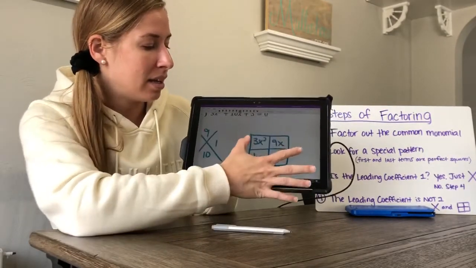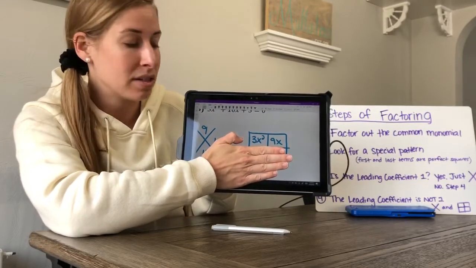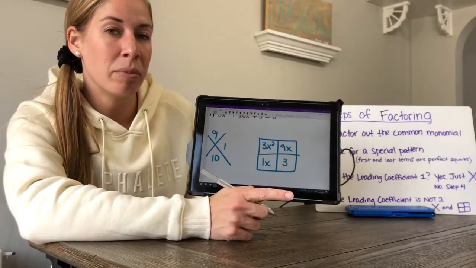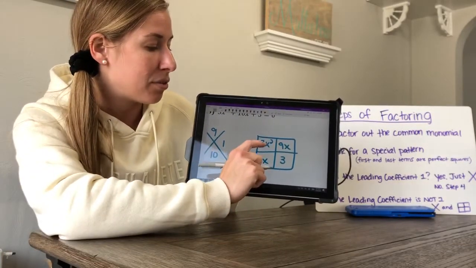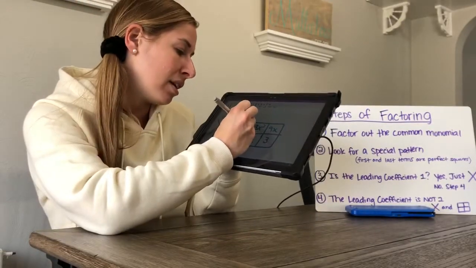And then taking the top row and factoring out the greatest common factor, greatest common monomial, 3x squared and 9x. The biggest thing you can divide out of both of those two terms is 3 for the numbers, and you can take an x out of each one. So 3x.